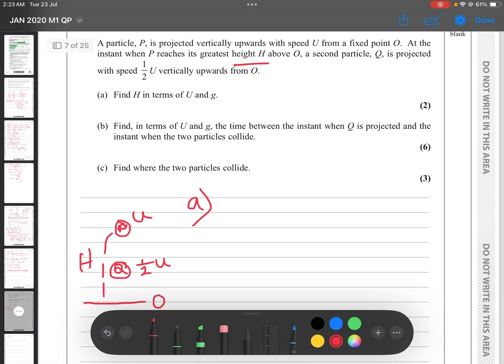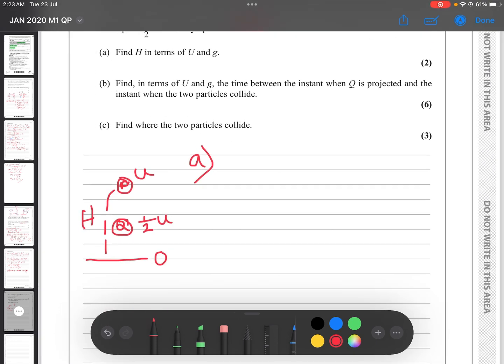We have the velocity. The final velocity for P is going to be v equals 0, okay? Its initial speed was given to us as u, and the distance it traveled was h. It was at its greatest height h. At the greatest height, remember the final velocity at that point is 0. And when an object moves up, the acceleration is negative g. I hope you guys know. And in mechanics, g is equal to 9.8.